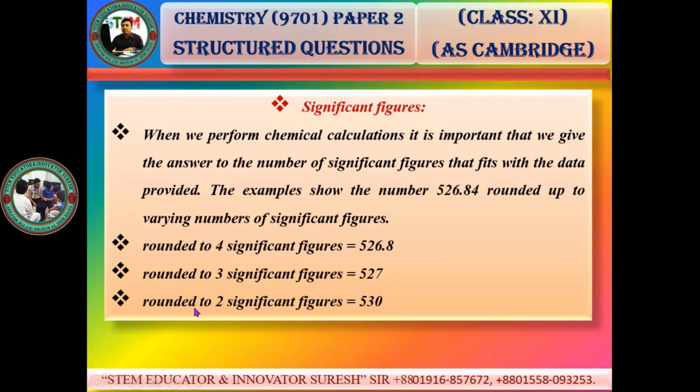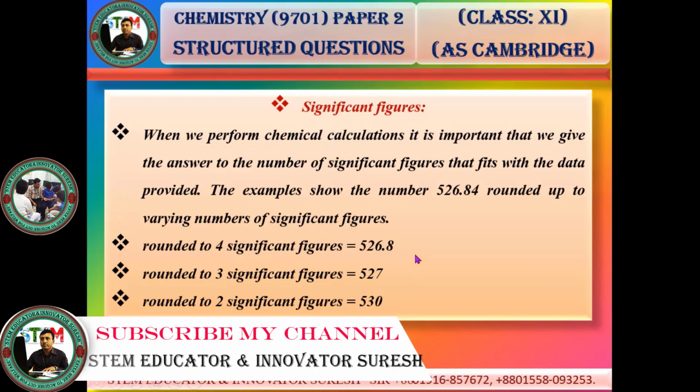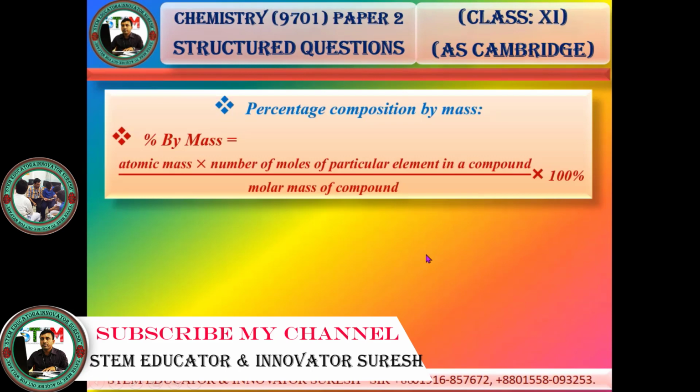But if it is asked to round it to 2 significant figures, then it will be 530. It's important. Percentage composition by mass.